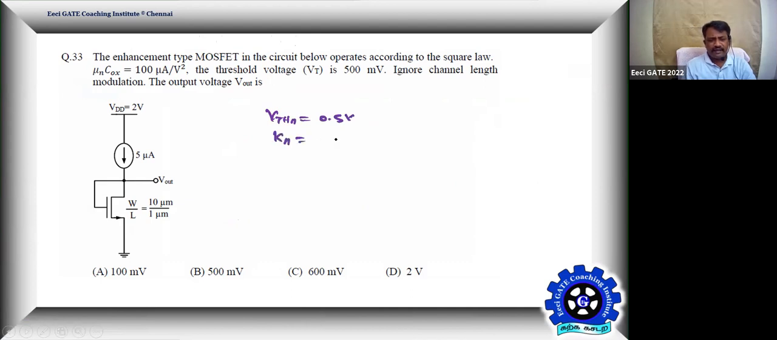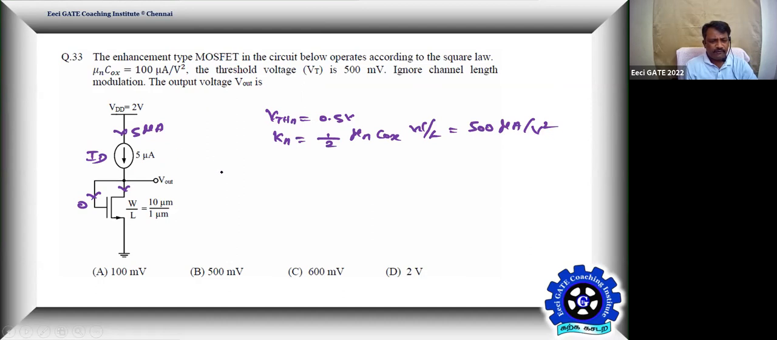Kn we already calculated, using half of mu n Cox into W by L, as 0.5 milliamps per volt squared. And the current is given as only 5 microamps. So instead of 0.5 milliamps per volt squared, better you take it as 500 micro, because the current through the channel is also in micro. So things will be easy instead of milli. So that's your Kn. We know the channel current because the gate current is always 0. So the channel current is your 5 microamps, correct?